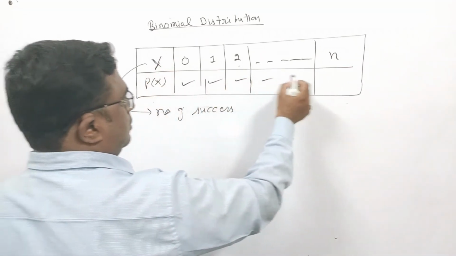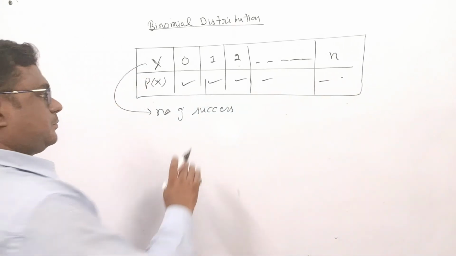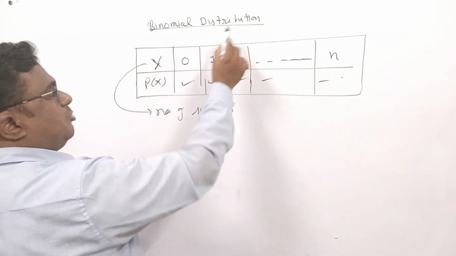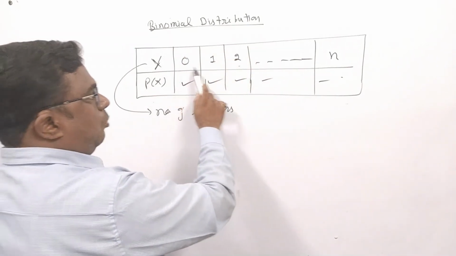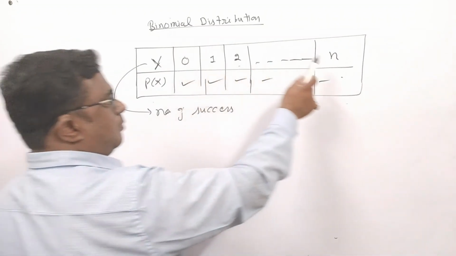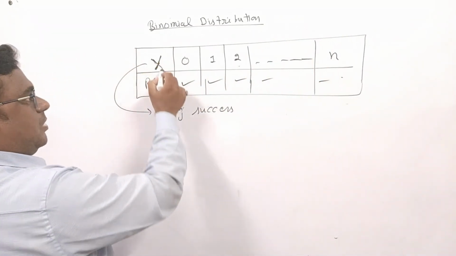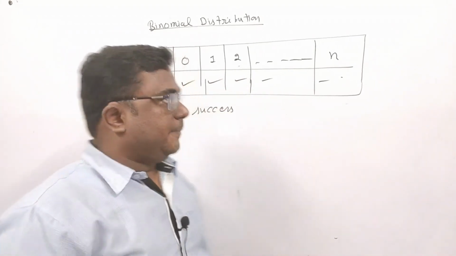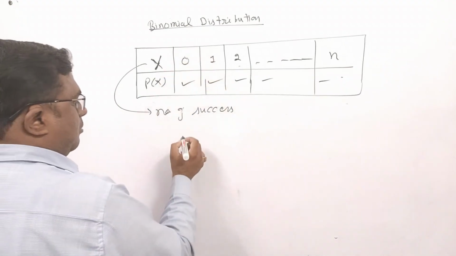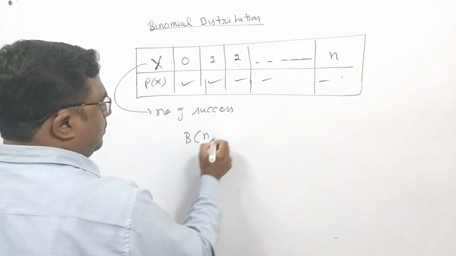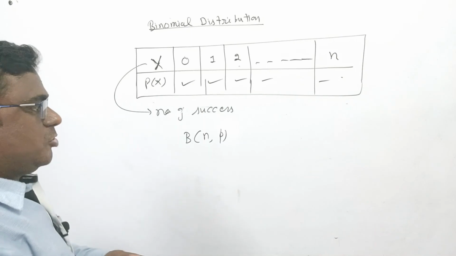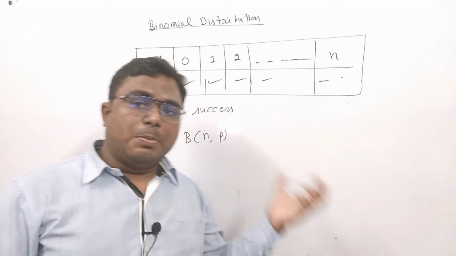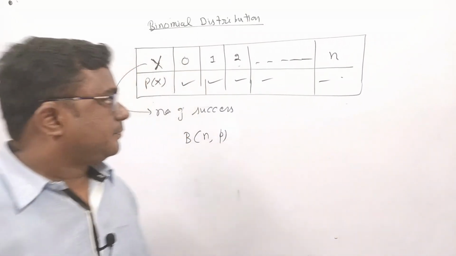And here you will write down the corresponding probabilities. This type of distribution is known as binomial distribution. In binomial distribution, you have to remember that here whole numbers will be taken starting from 0 and up to n. Okay, and this X will represent the number of successes, and P(X) will be the corresponding probability. This type of binomial distribution is also denoted by B(n, p). B for binomial distribution, n is the total number of Bernoulli trials, and p is the probability of success in each trial.